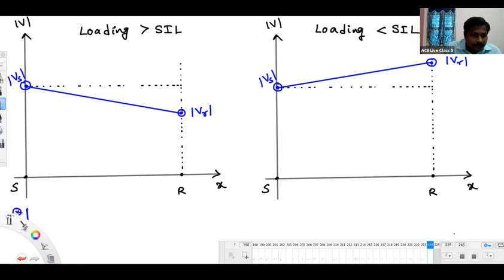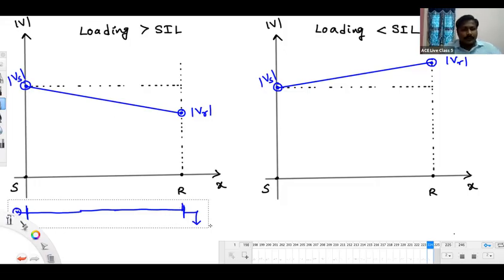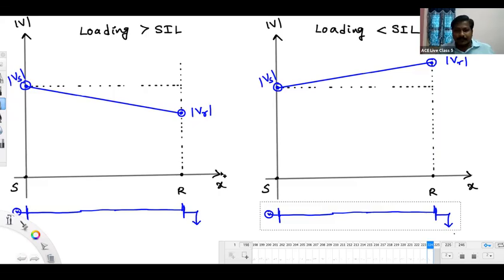So this is the source location, and it is your load location. This is the transmission line. Starting from source location towards the load location, we have plotted that voltage profile. So it's a light load, loading less than SIL, and here the loading is greater than SIL.